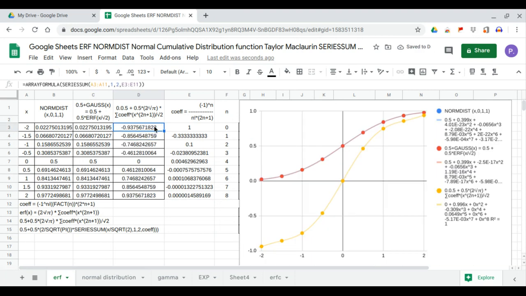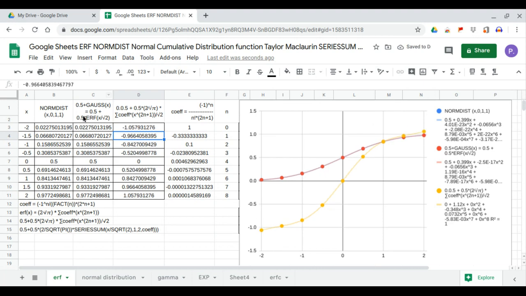Next, to complete the function, we factor in 2 over square root of pi, not 2 pi, but 2 over square root of pi. So that's the ERF function.